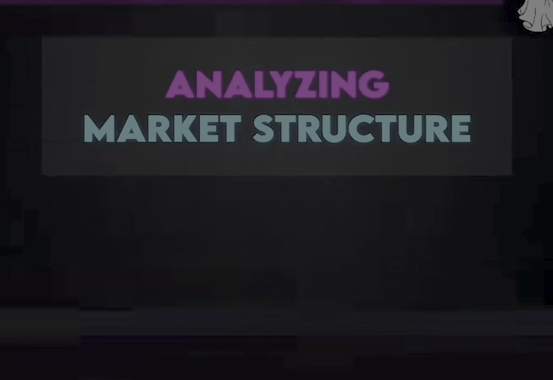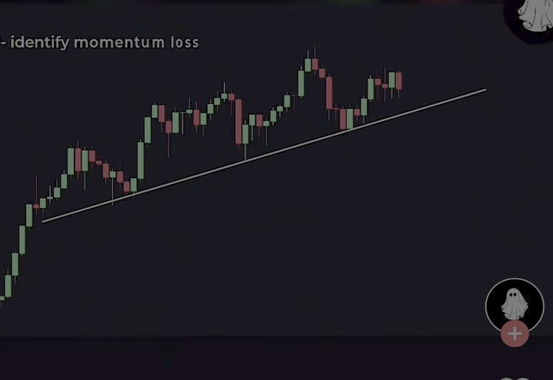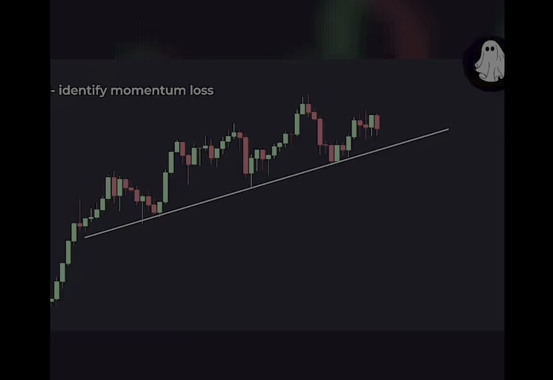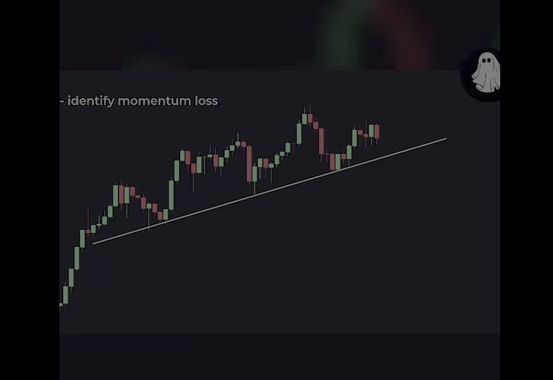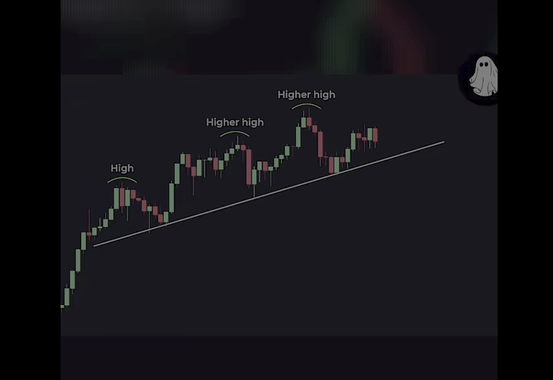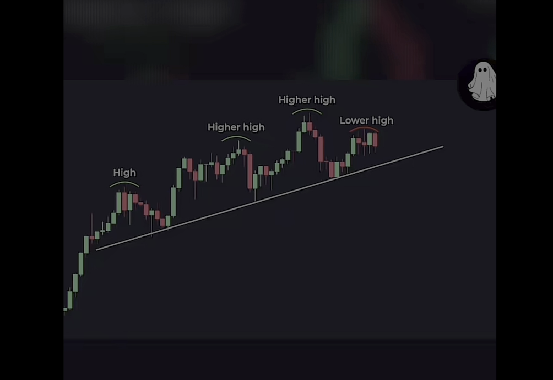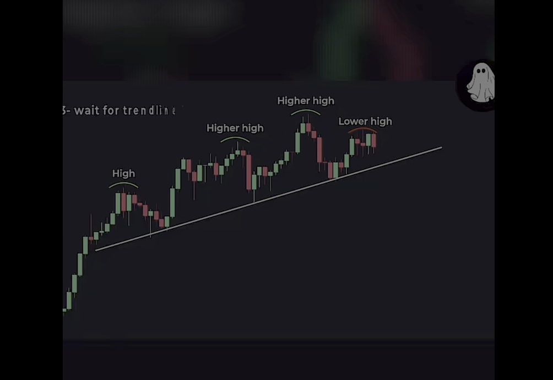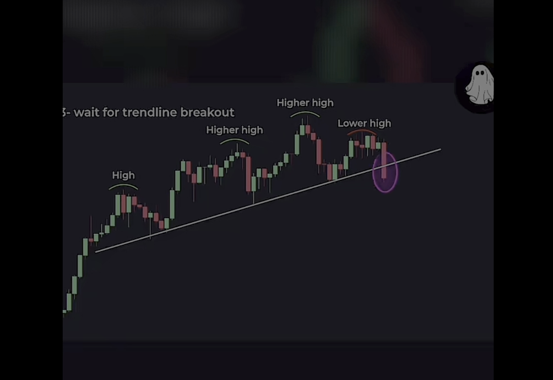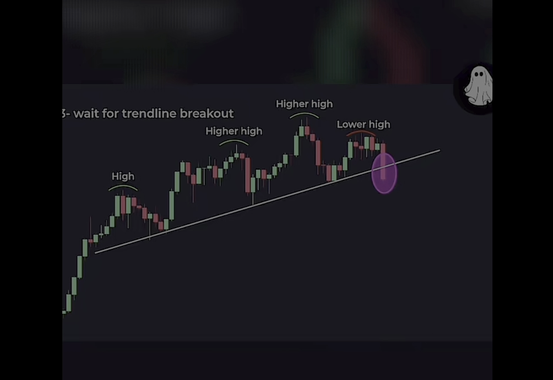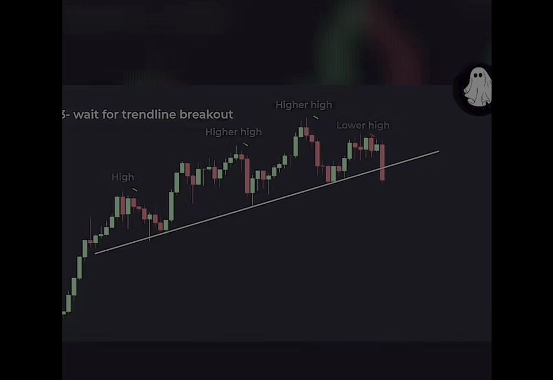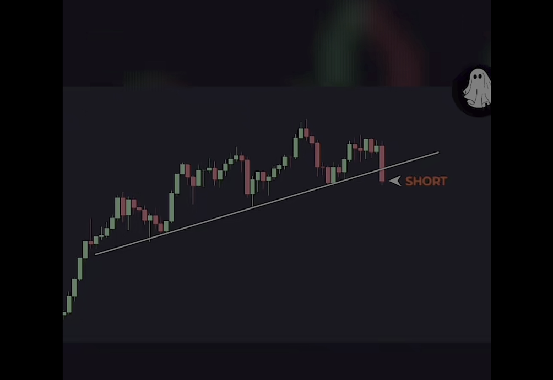Here's how it works. In this next step, we identify momentum loss by looking at the market structure. And here we can see that price shifted from making higher highs to lower highs, signaling that this existing uptrend is getting weaker. Once this happens, we wait for the price to close well below the trend line, confirming the trend change. And because this is a bearish setup, we take a short position.